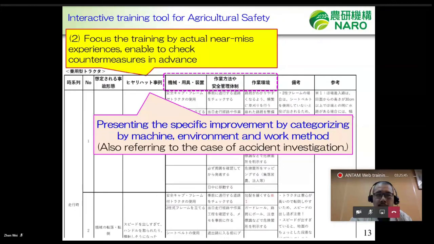And then the trainer can focus on training on the actual near miss experience and able to check countermeasures in advance, and can present the specific environment by categorizing by machine, environment, and work method. Next slide, please.